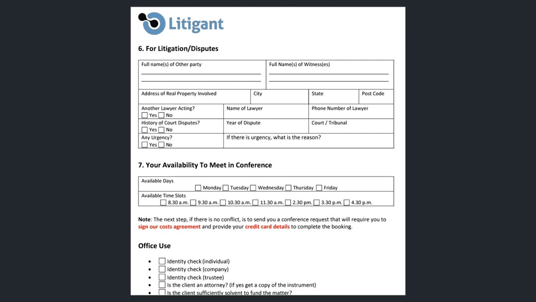Lawyers are also interested in ensuring that there is an effective cost agreement in place to ensure that the rights of both the lawyer and the client are properly protected.